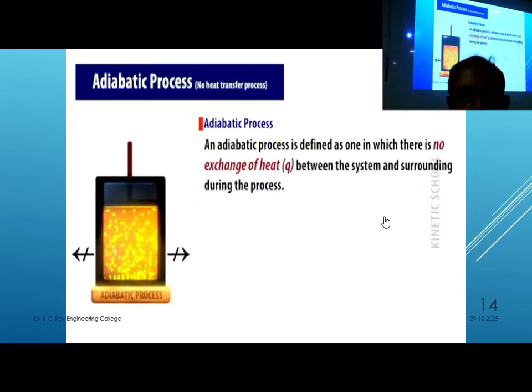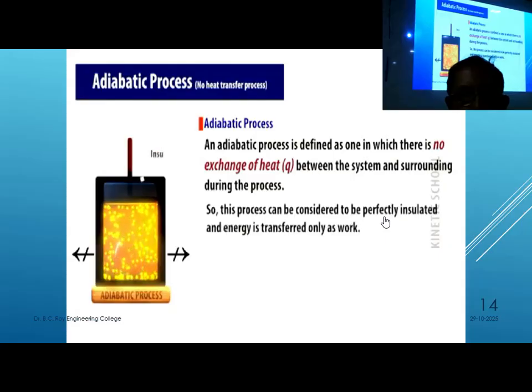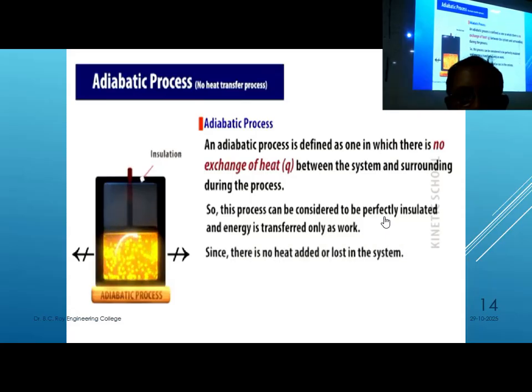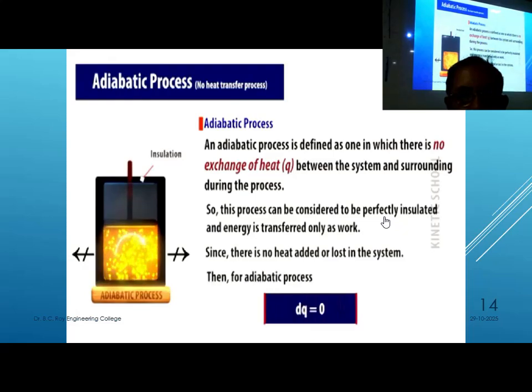An adiabatic process is defined as one in which there is no exchange of heat between the system and surrounding during the process. So, this process can be considered to be perfectly insulated and energy is transferred only as work. Since there is no heat added or lost in this system, then for adiabatic process, dQ is equal to 0.